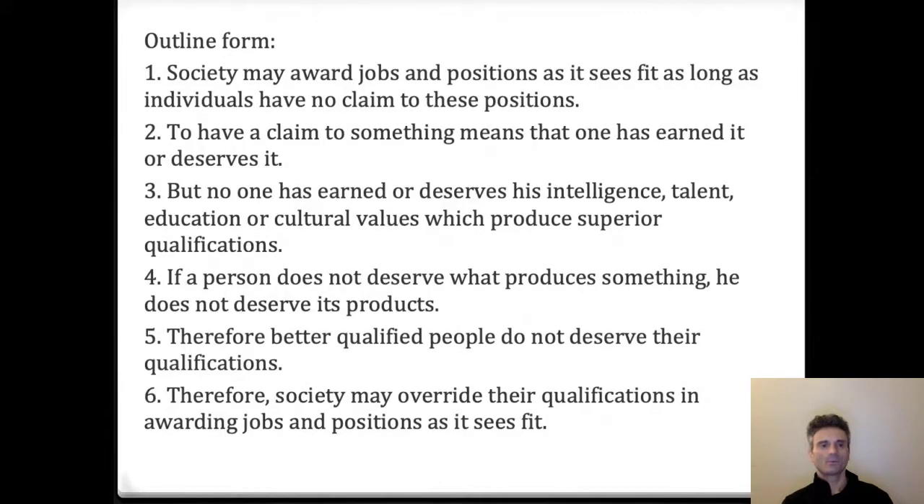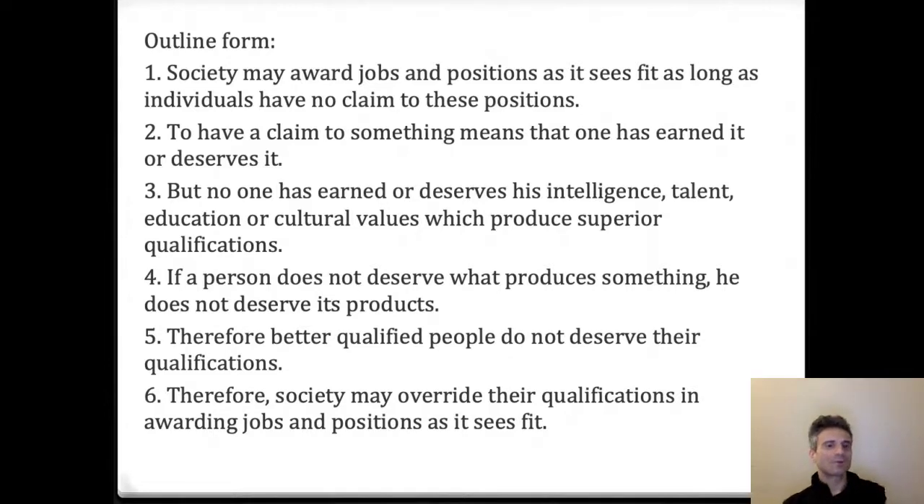So this is the argument in outline form: society may award jobs and positions as it sees fit, as long as individuals have no claim to these positions. To have a claim to something means that one has earned it or deserves it. But no one has earned his or her intelligence, his or her talent. You're born with them. You see how bizarre this argument is.